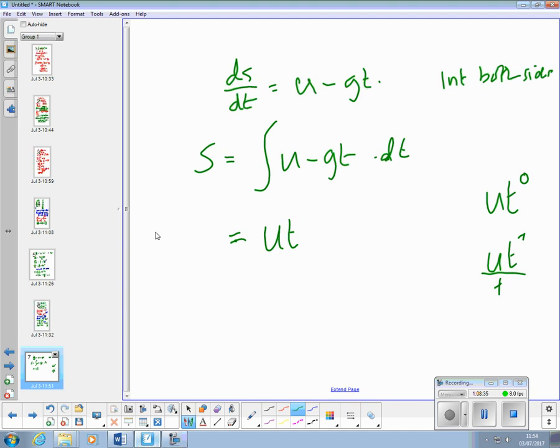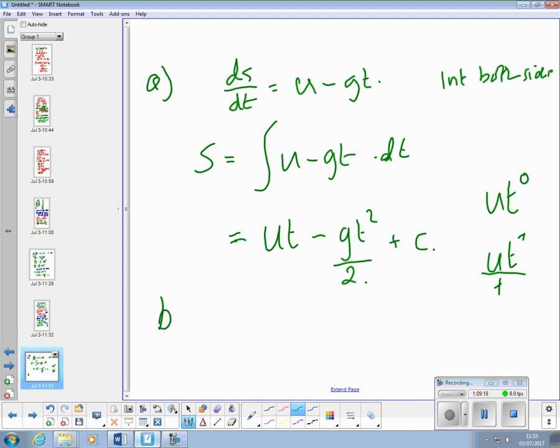Okay, and then integrating minus g times t. It's going to be, what's the index for this t? 1. So it's going to be g t squared over 2 plus c. 3 marks. So that's part A.